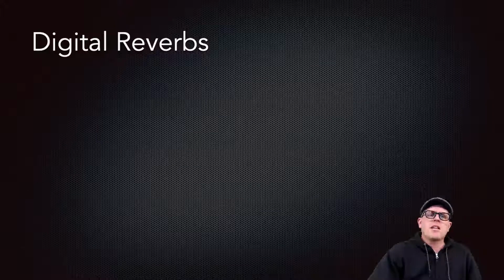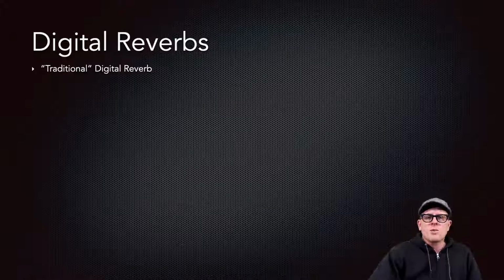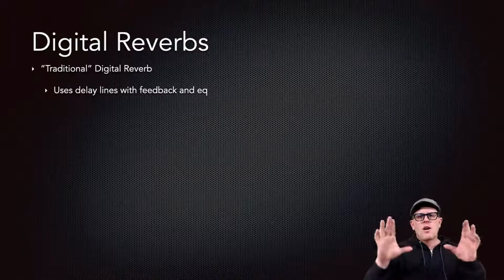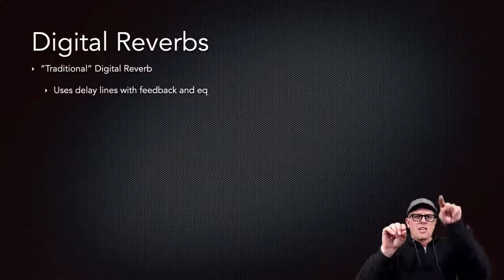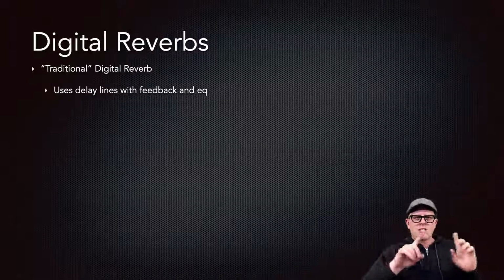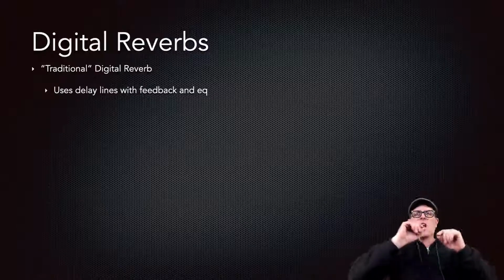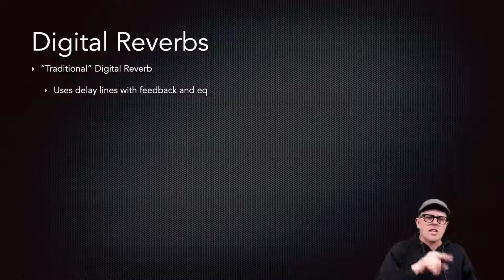And then we talk about digital reverb. The traditional digital reverb basically uses delay lines. Remember when we were talking about how reverb works, you have your person and your sound source, and you have your direct sound and then you have a reflection. Each one of those reflections is effectively a delay. So what we do is we use a lot of delays, and every time it delays, it feeds back on itself and reduces in amplitude.